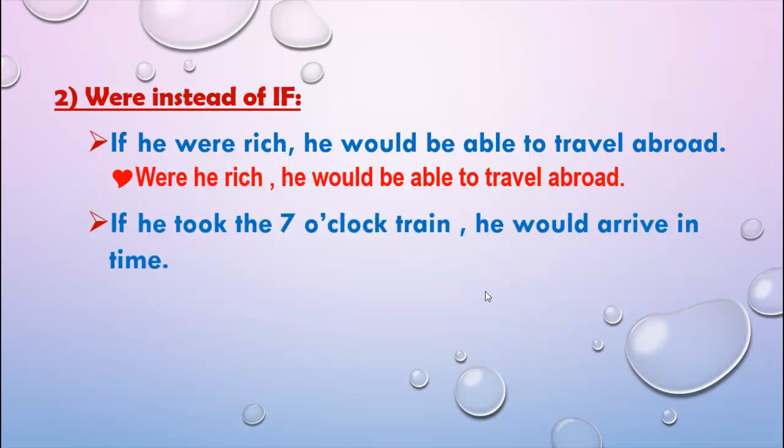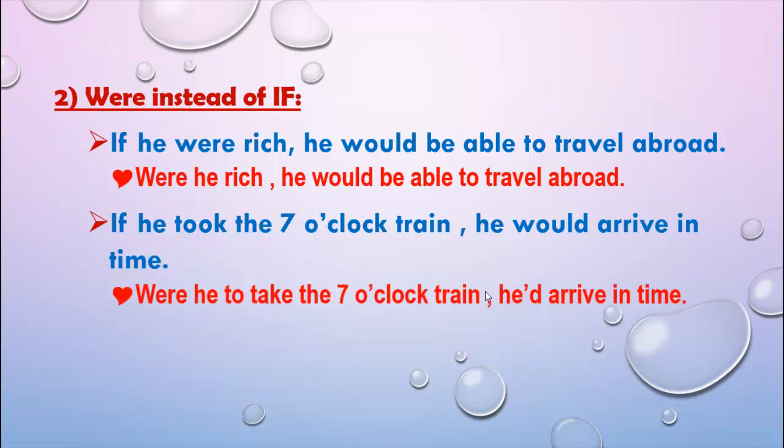If he took the 7 o'clock train, he would arrive in time. Here the main verb is took, the past form of take. How can we use were instead of if? Look at this. Were he to take the 7 o'clock train, he would arrive in time.